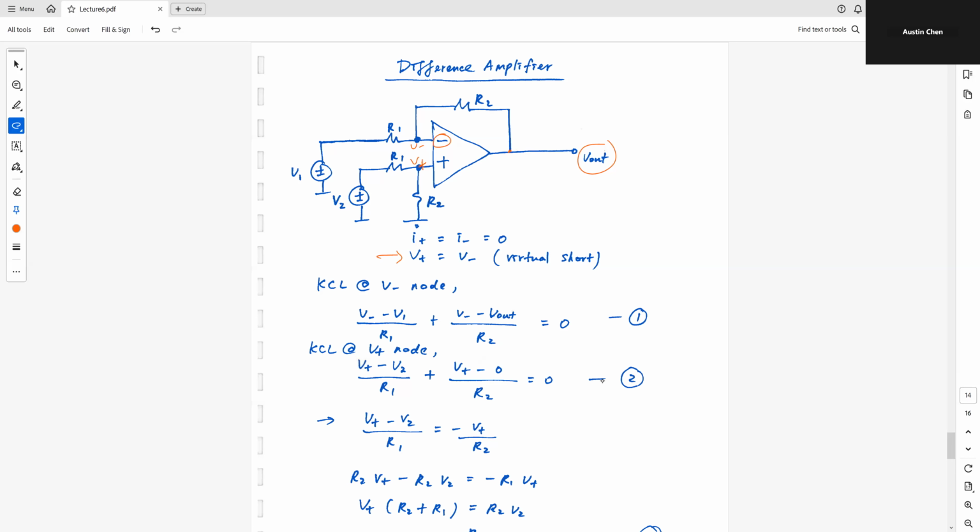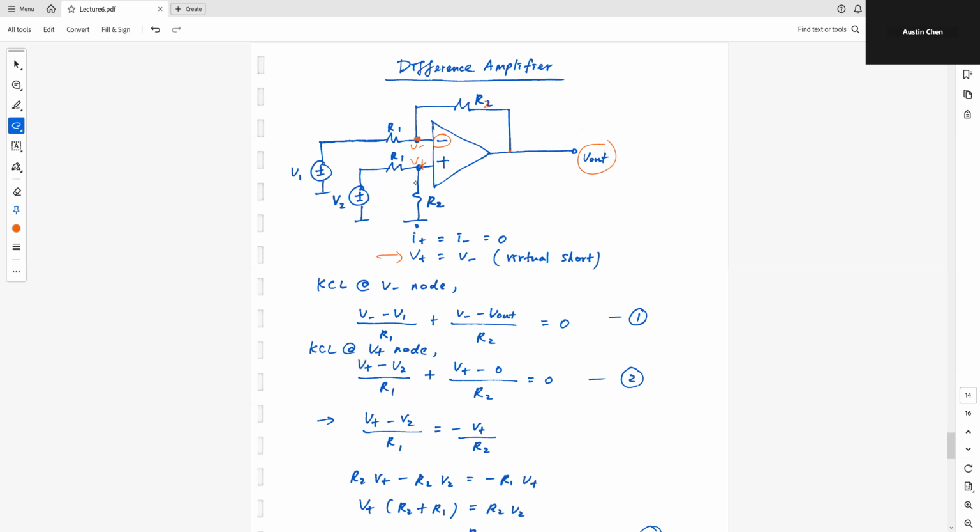So I'm going to write 2 node equations. First at this V minus node, and then next at the V plus node. At the V minus node, I have V minus V1 divided by R1 plus V minus V out divided by R2. And this is equal to 0. This is my first equation.